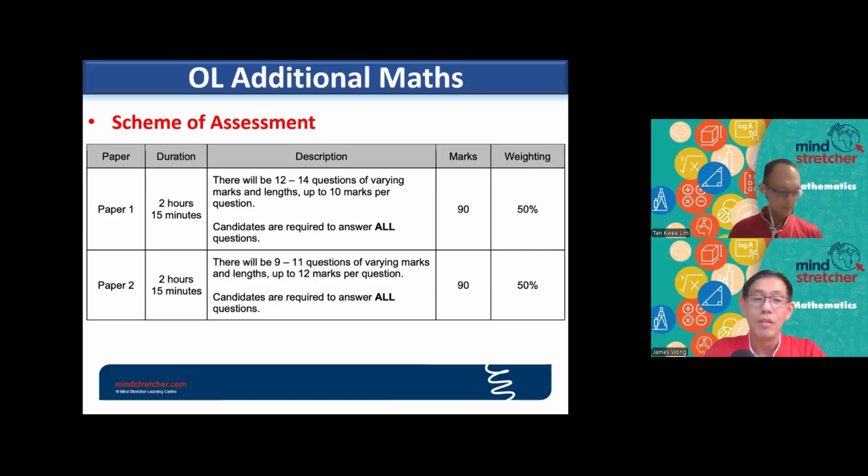Right? Now, same for paper 2. All questions need to be answered. But now in paper 2, the questions will be longer. So for that matter, there will be slightly fewer questions, ranging from about 9 to about 11 questions. And the questions will carry more marks as well for each question, up to maybe about 12 marks per question. So this is a broad overview of how the exam is structured for the additional math that your child will be going through.